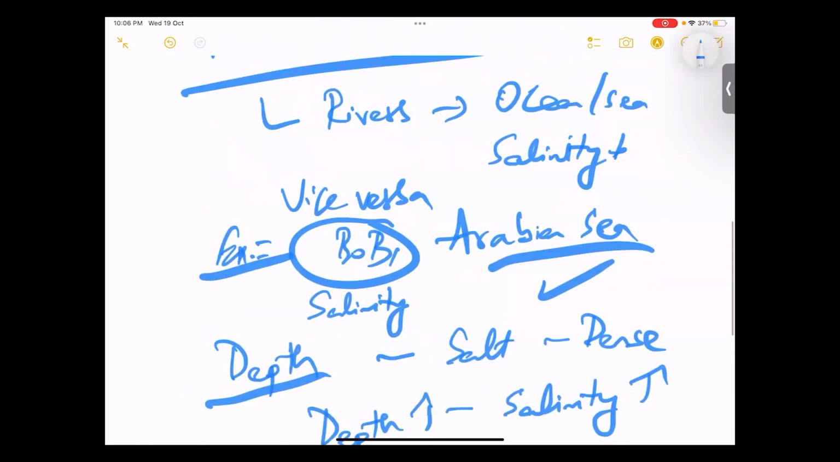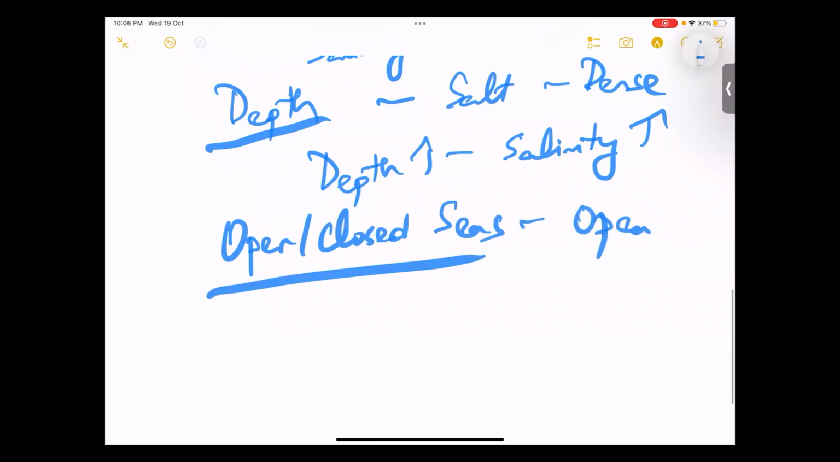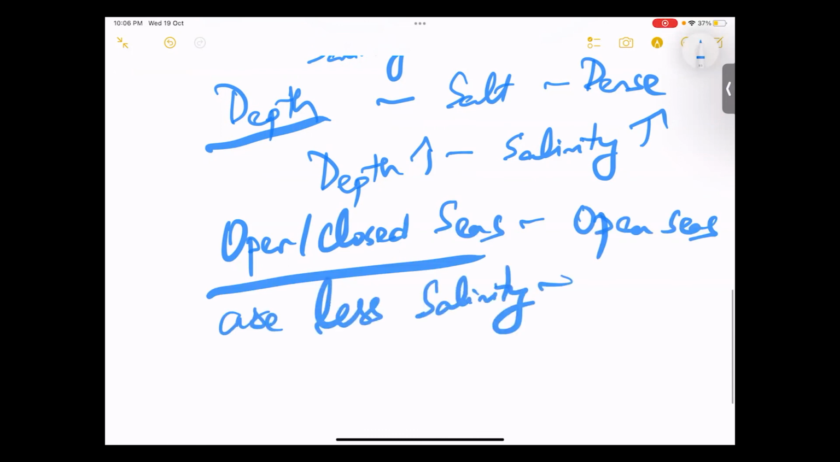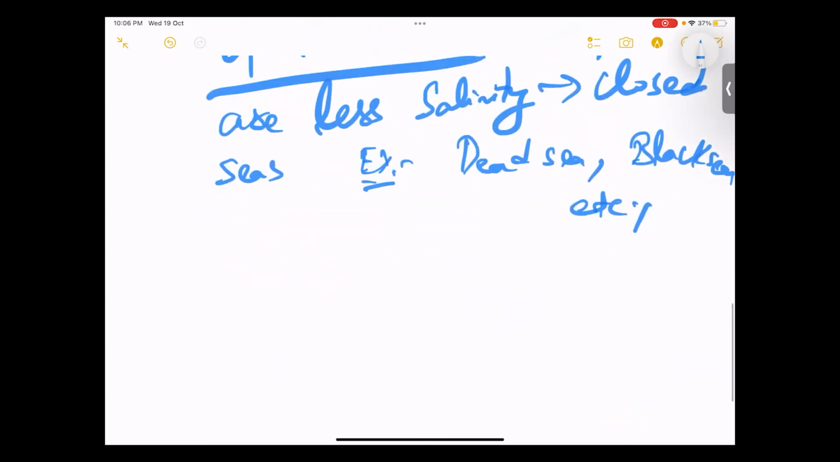And then the last point is open or closed seas. Open seas are less in salinity when compared to closed seas. Examples you can write as Dead Sea, Black Sea, etc. These are the variations of salinity.